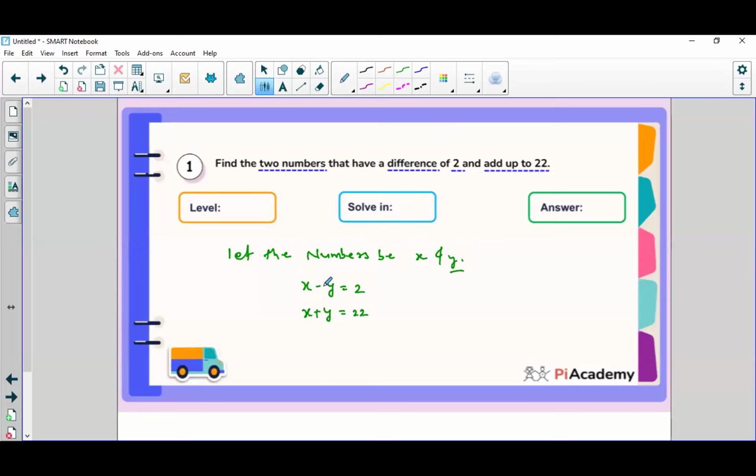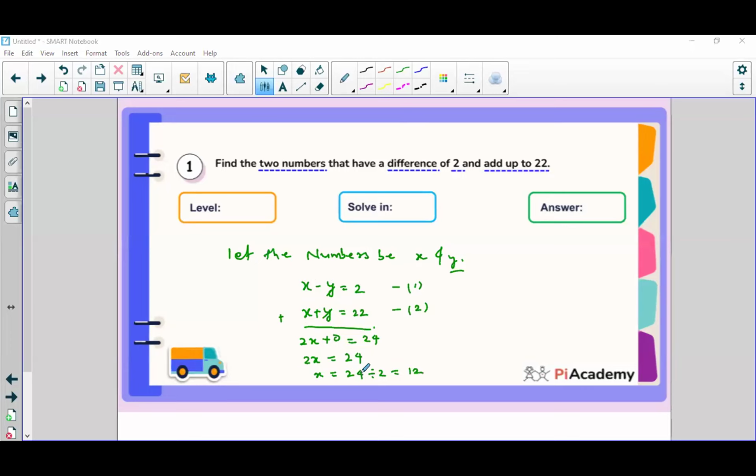Now you can see here the y has opposite signs, right? In equation number 1, y is negative, and in equation number 2, y is positive with the same coefficient, correct? So we can just directly add these two equations. x plus x gives 2x, negative y plus y makes 0, and 2 plus 22 is 24. So 2x equals 24, and x would be 24 divided by 2, which equals 12.